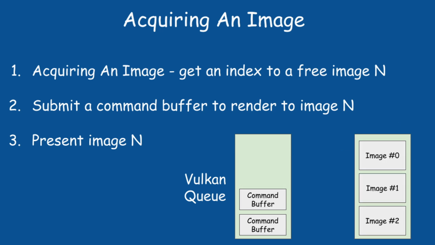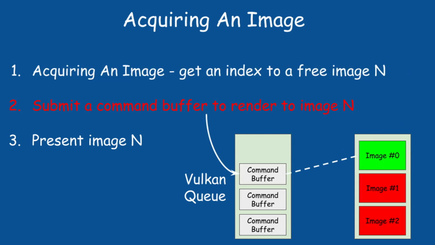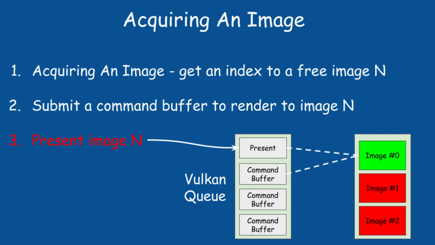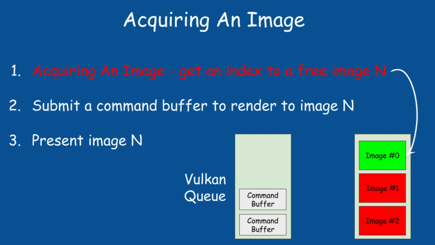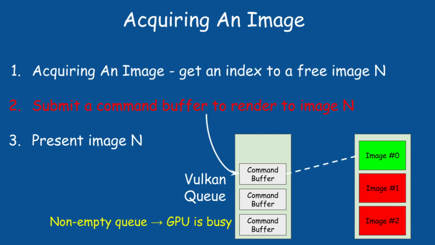The application should be able to do the following: acquire an image for rendering, submit a command buffer, queue a present operation, acquire the next image, and continue uninterrupted. If the GPU is fast enough, there will always be an image available so that the application won't have to wait. If the application submits enough work quickly enough, the GPU will always be busy. This view is somewhat simplified, but this is the idea in a nutshell.